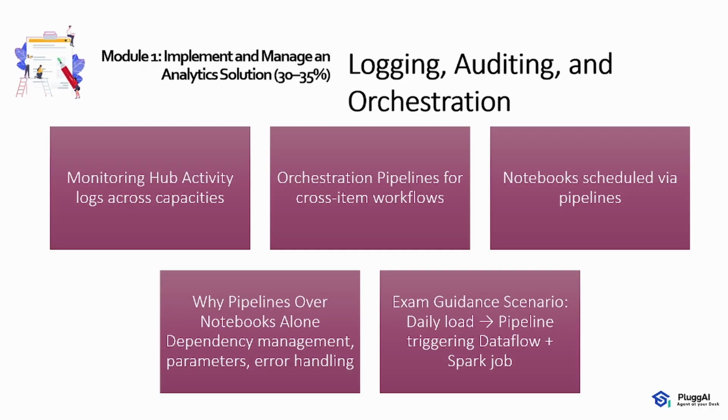There you have it, full walkthrough of Module 1. We've covered why workspaces and OneLake unify everything, how capacities and pools control cost, performance, native Git and pipelines for mature lifecycle, layered security with labels and RBAC, and orchestration that ties it together.